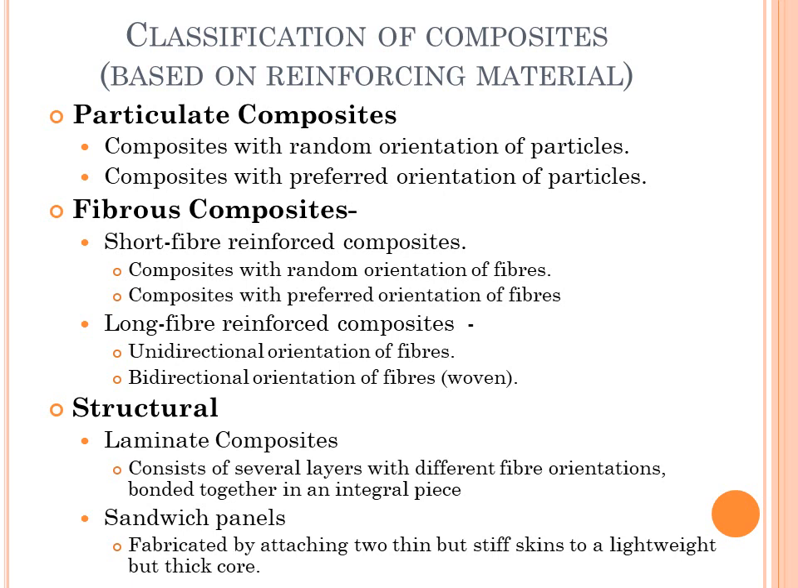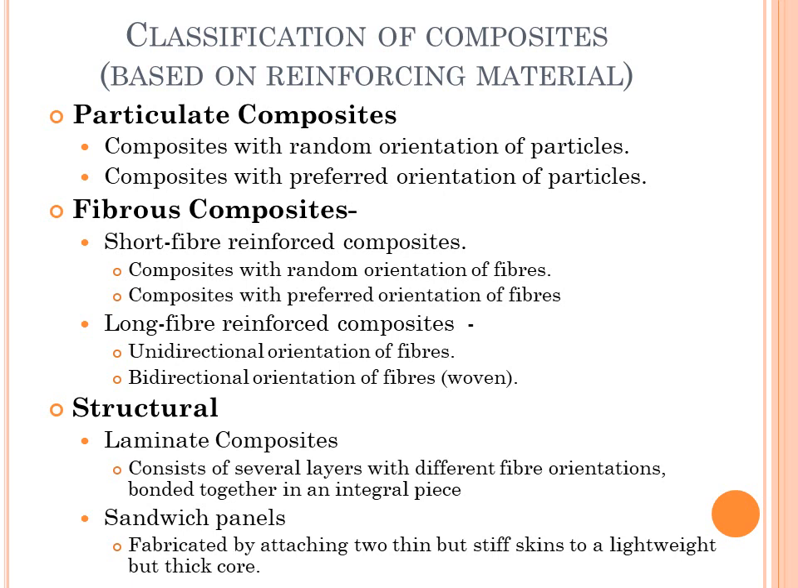Based on the reinforcing material or the reinforcing phase, the composites are classified as particulate composites, fibrous composites, or structural composites. The particulate composites may contain composites with random orientation of particles or composites with preferred orientation of particles. In case of fibrous composites, the short fiber reinforced composites contain composites with random orientation of fibers and composites with preferred orientation of fibers. The long fiber reinforced composites contain the fibers in unidirectional orientation or in bidirectional orientation.